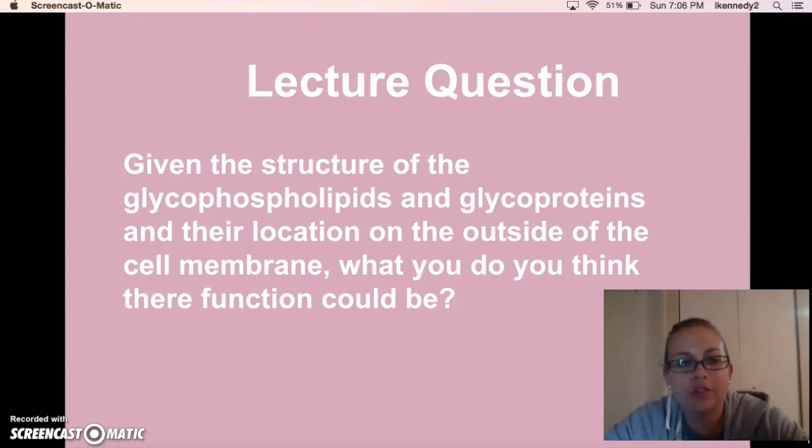Here's your lecture question for tonight. So given the structure of the glycophospholipids and the glycoproteins and their location on the outside of the cell membrane, what do you think their function could be?